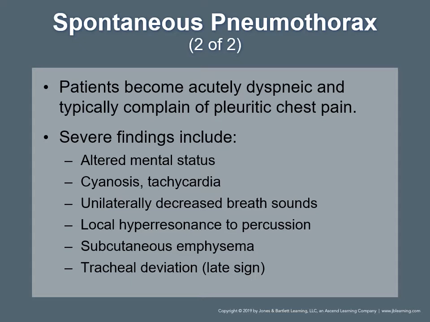Patients become acutely dyspneic and typically complain of pleuritic chest pain. They have sharp, stabbing pain on one side, worse during breathing or with certain movements of the chest wall. Patients may present with subcutaneous emphysema, air bubbles trapped under the skin. By listening to the chest with a stethoscope, you may note that breath sounds are absent or decreased on the affected side. Patients experiencing minor problems may be pale, diaphoretic, and tachypneic.